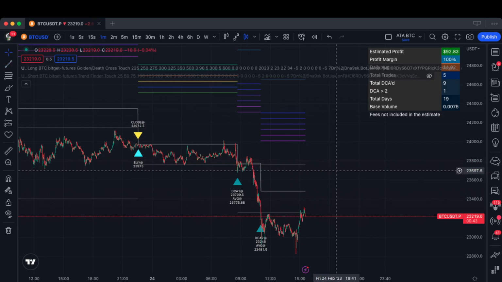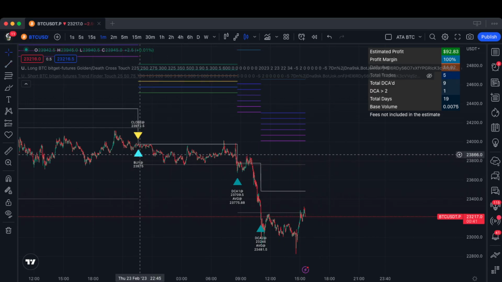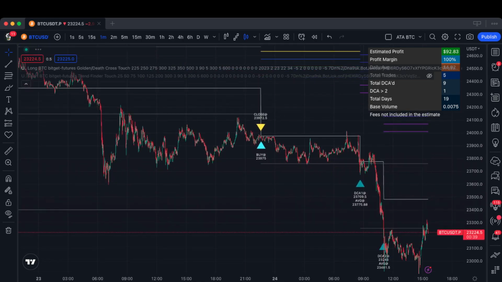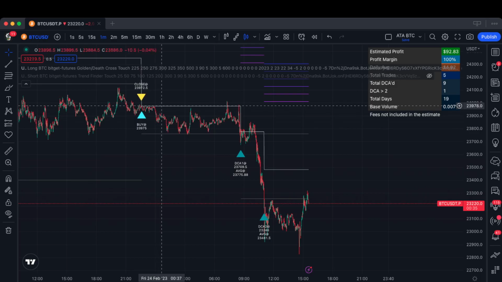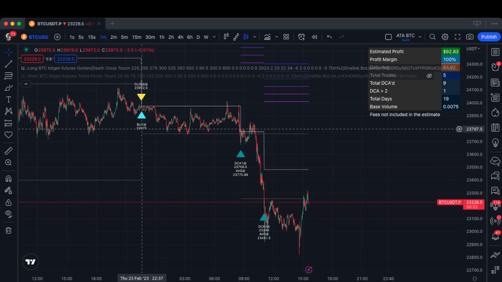What dollar cost averaging means is when you come into a trade, for example, this one, we are going to buy this trade at a specific price. This white line here is your entry. So we bought our Bitcoin long at 23,975 or so. You can see here it does show the price. So actually it is 23,975.